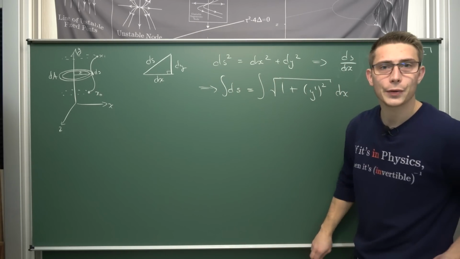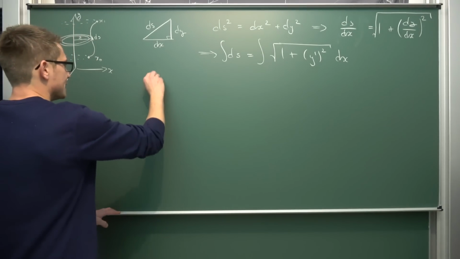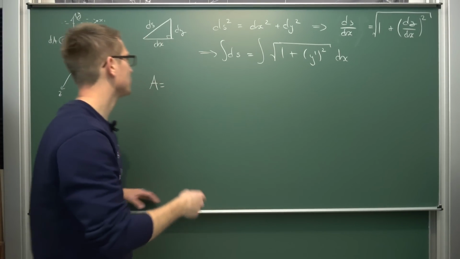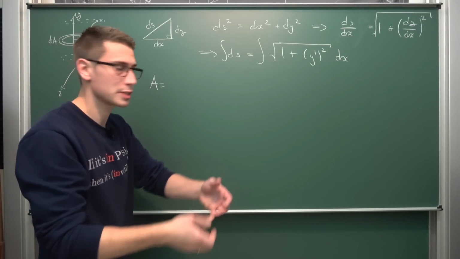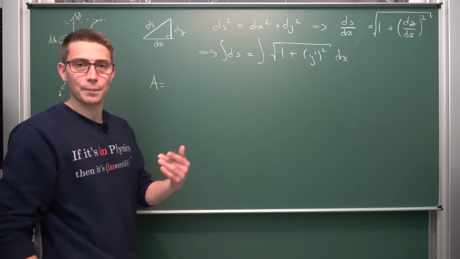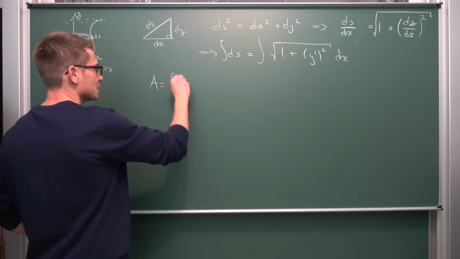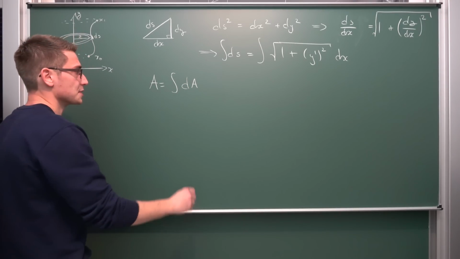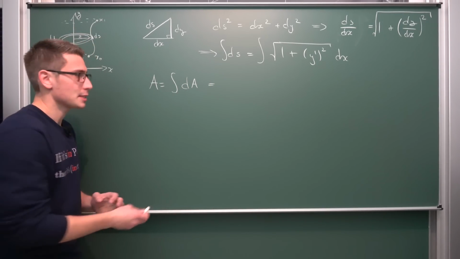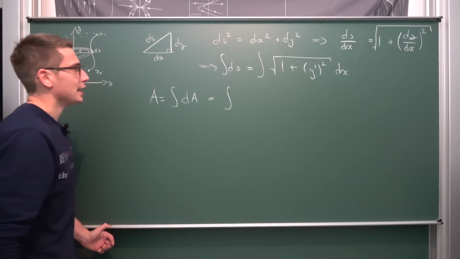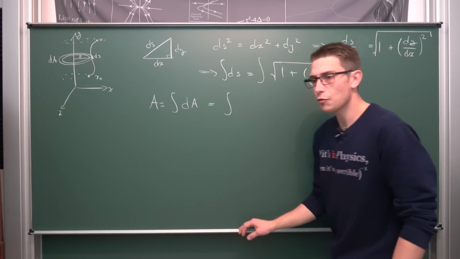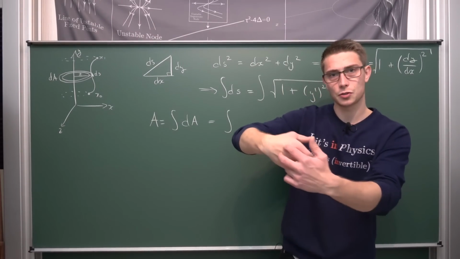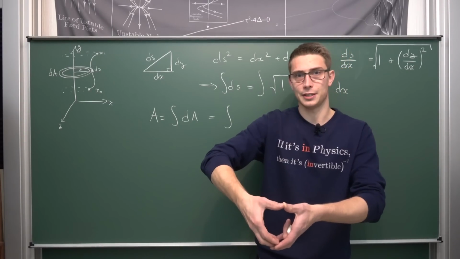Now what about the whole area in and of itself? If we take a look at the area, as mentioned before, we are going to stack up infinitely many small area pieces. These are those little rings, those cylinders. By stacking them up, we are going to take the integral of all of these. So to get the area, we take an integral over all the little area pieces. Now what are those little area pieces? They are basically just the surface area of our cylinder.